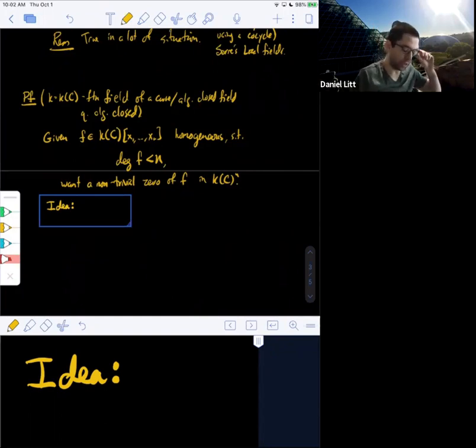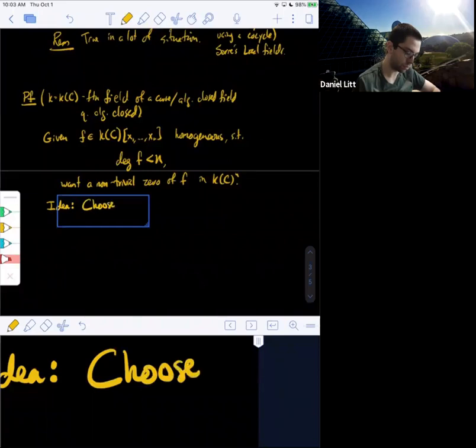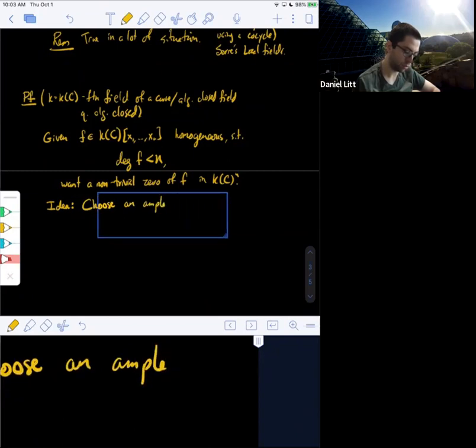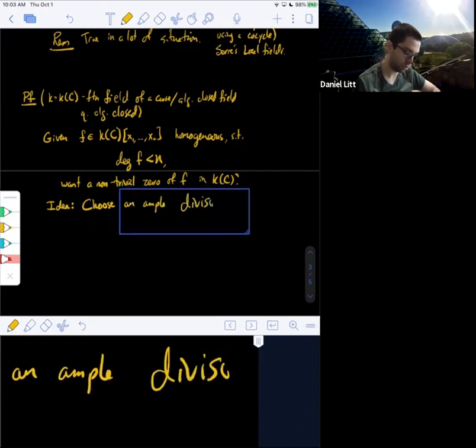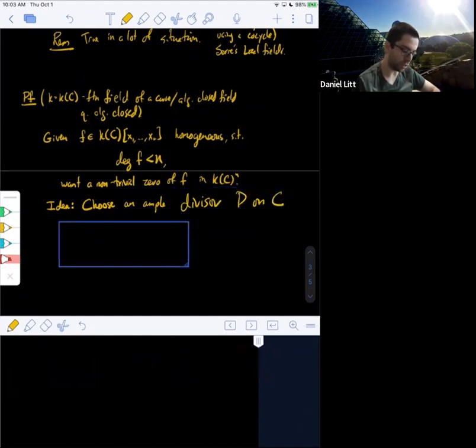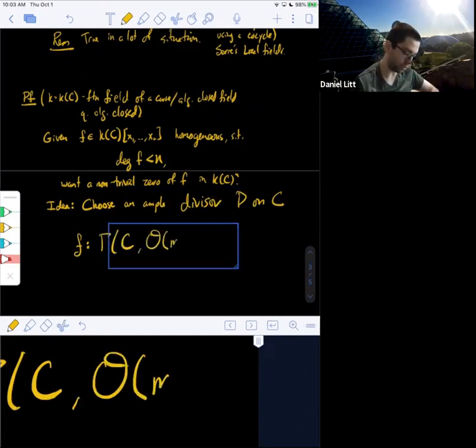So what we're going to do is study functions on C, the subset of K(C) consisting of functions with bounded poles. In other words, sections of line bundles on C. So we're going to choose an ample divisor D on C, and we're going to consider f as a function on the global sections of C with coefficients in O(MD).